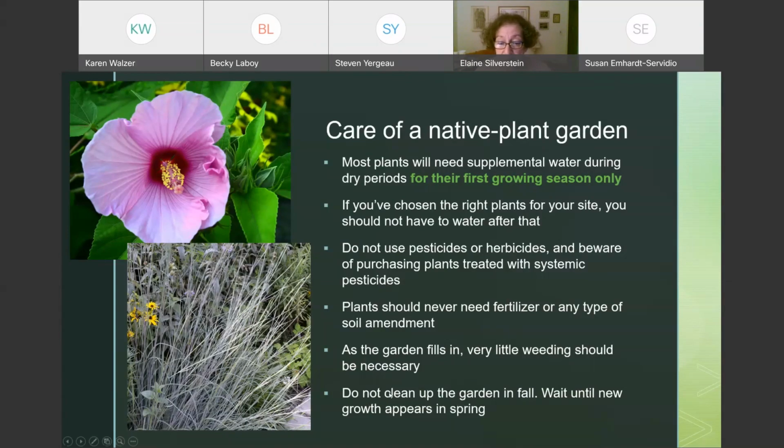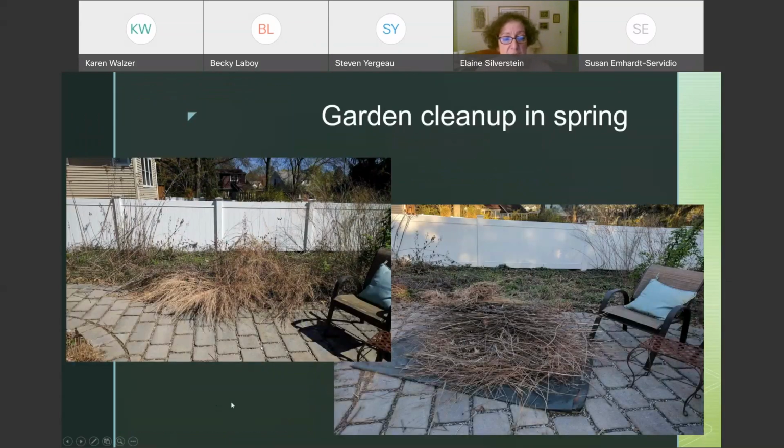So that will feed the birds all winter, and it also will provide shelter for the insects through the winter. Many of them live either in the stalks of plants or in leaf litter. So this is just a very, very easy example of garden cleanup. This is what I do, and this is, again, one very small section of my own gardens.